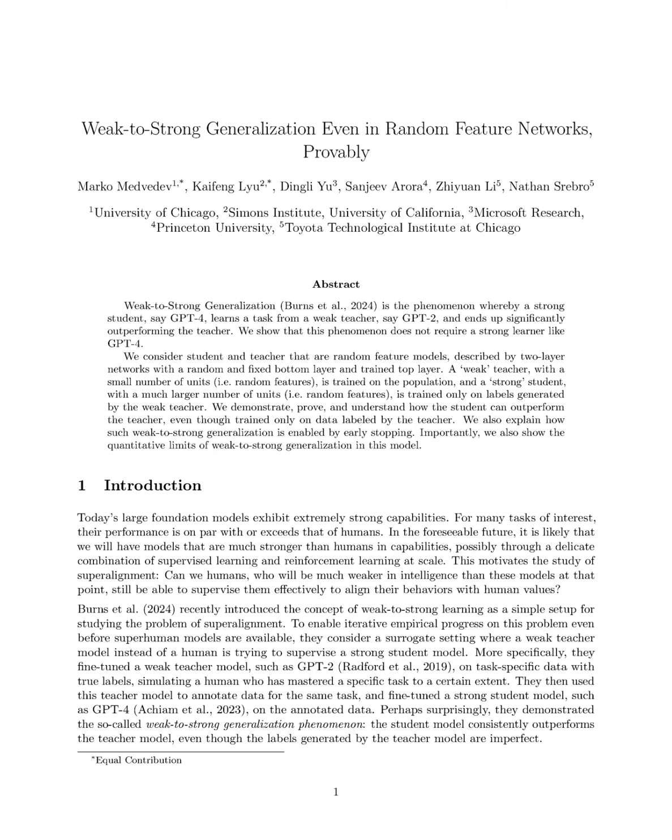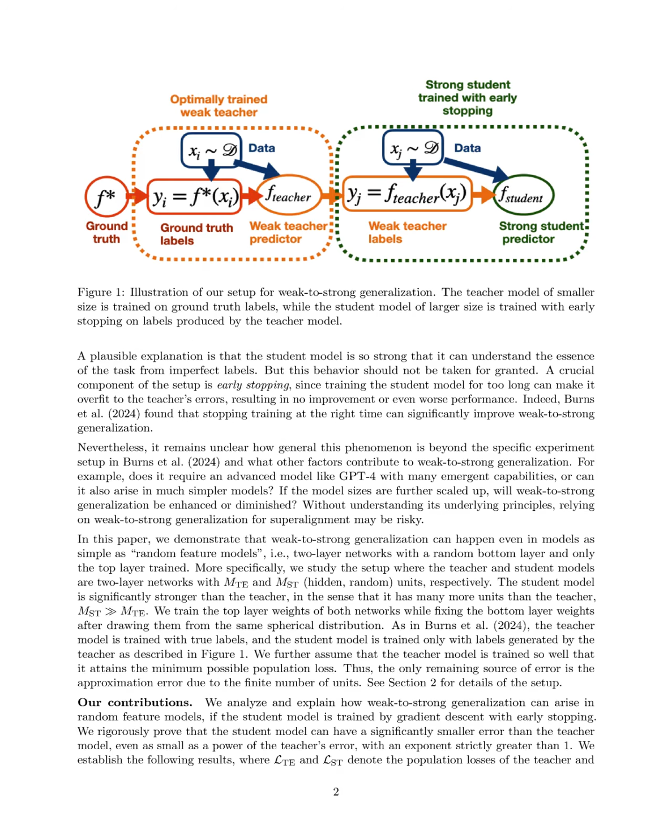This is crucial because it suggests that even with a less capable teacher, a stronger student can still learn effectively, which is essential for ensuring that future AI systems align with human values. The research also emphasizes the importance of early stopping during training to prevent overfitting to the teacher's errors, thereby enhancing the potential for successful weak-to-strong generalization.